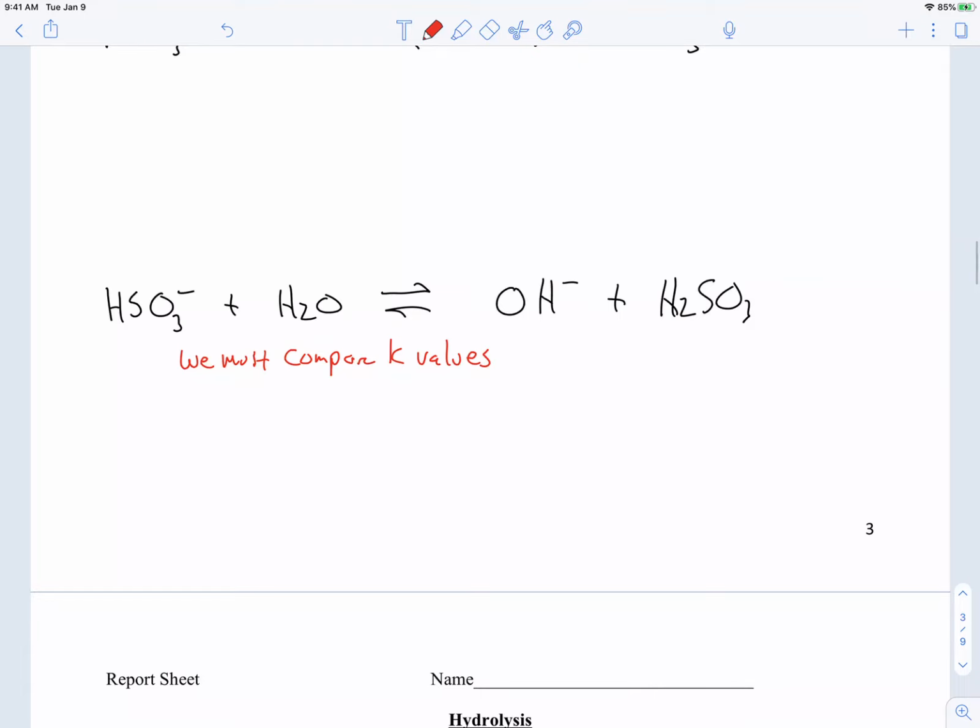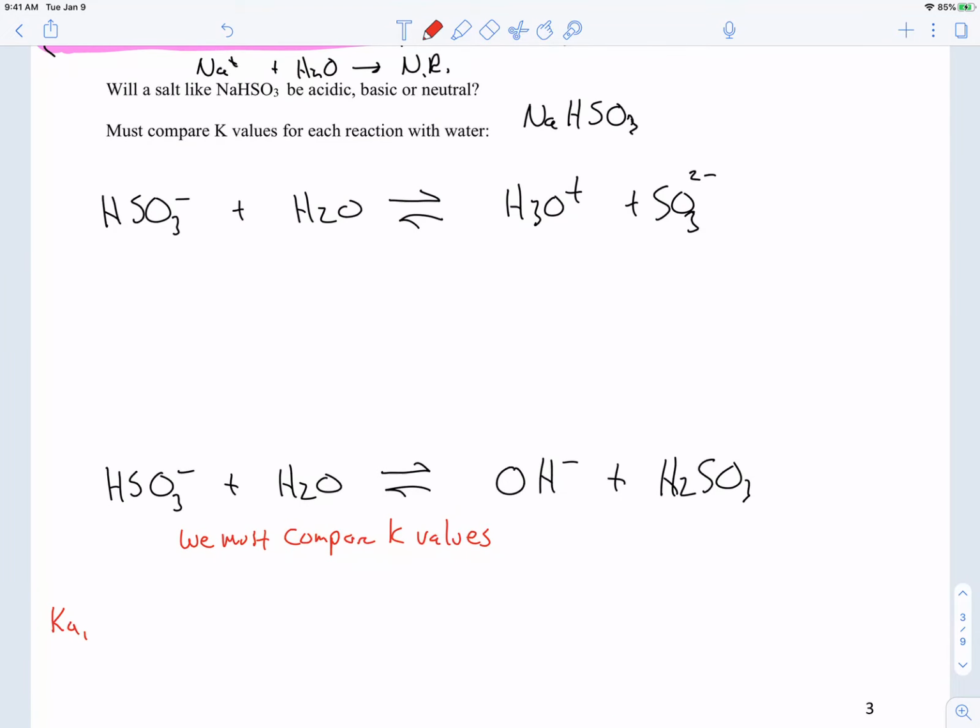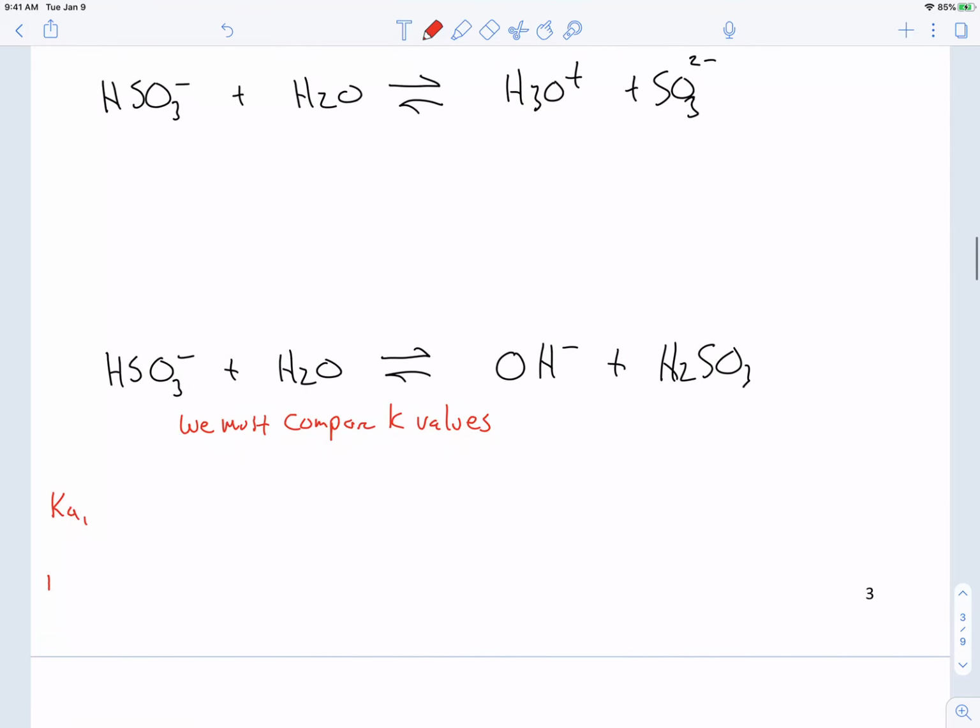we need to think a little bit about Ka. There's 2 hydrogens with H2SO3. There's 2 hydrogens here. That means there's 2 Ka values. There's a Ka1 and a Ka2. Ka1 is the first hydrogen reacting. Again, we're talking about Ka for the moment, not hydrolysis yet. In this reaction, we get hydronium plus bisulfite.